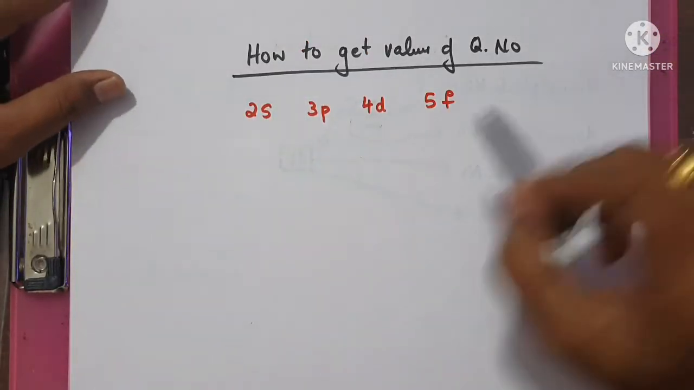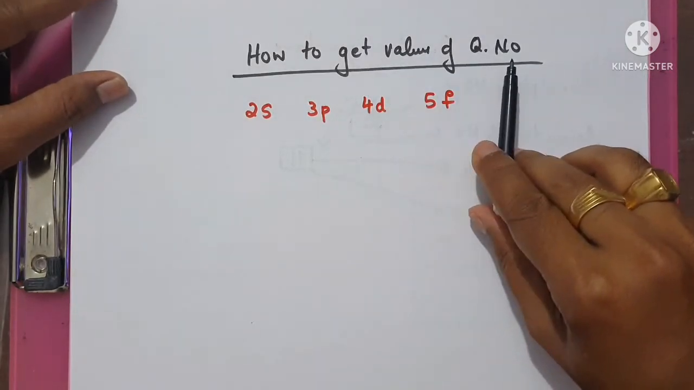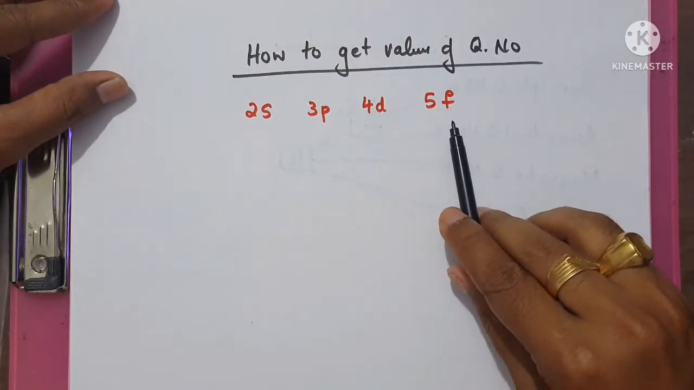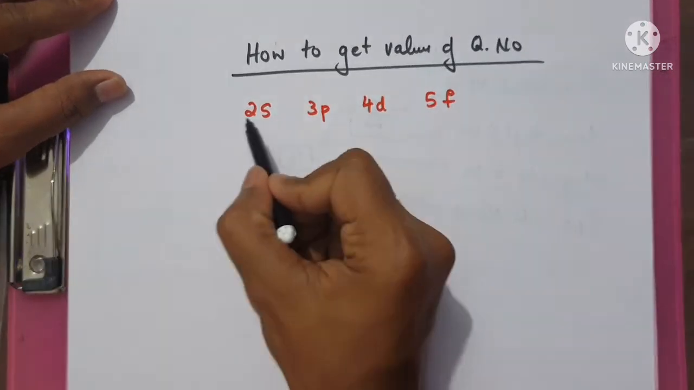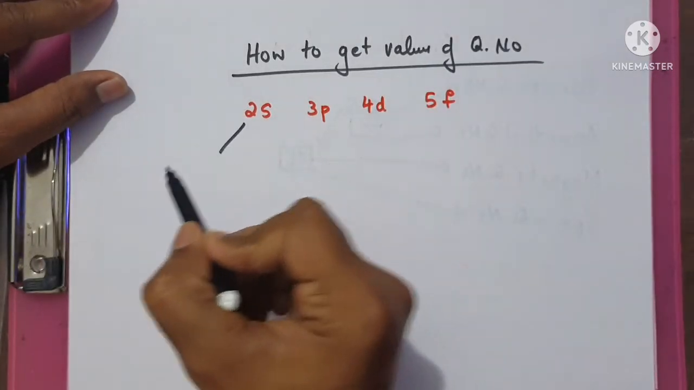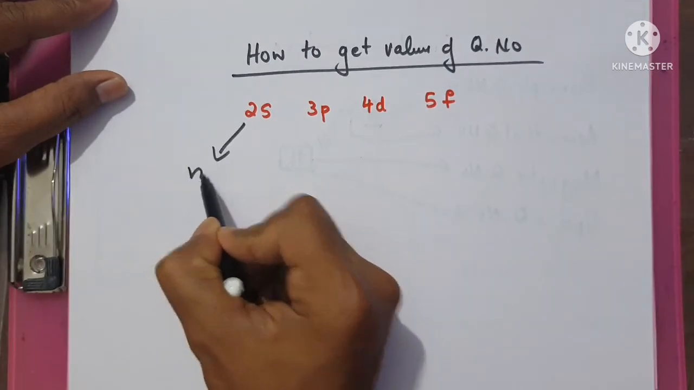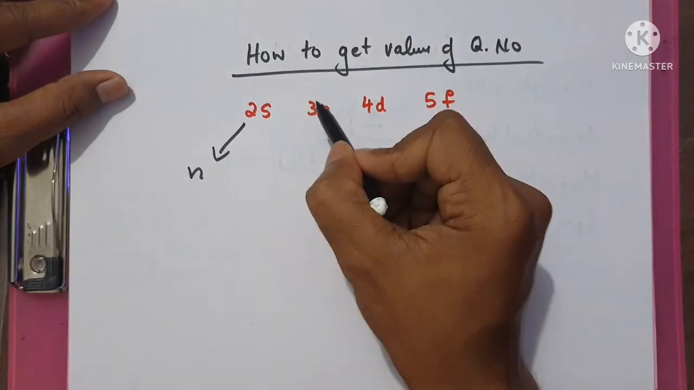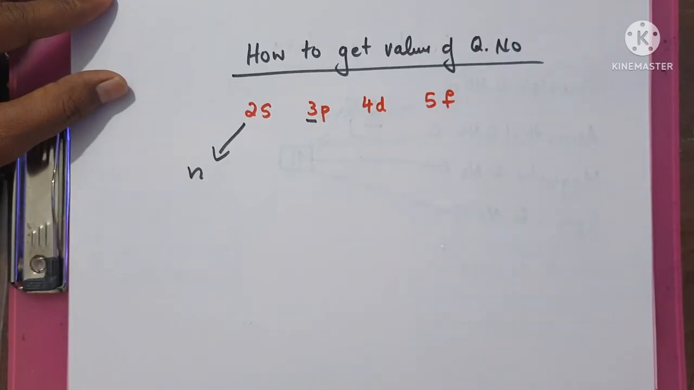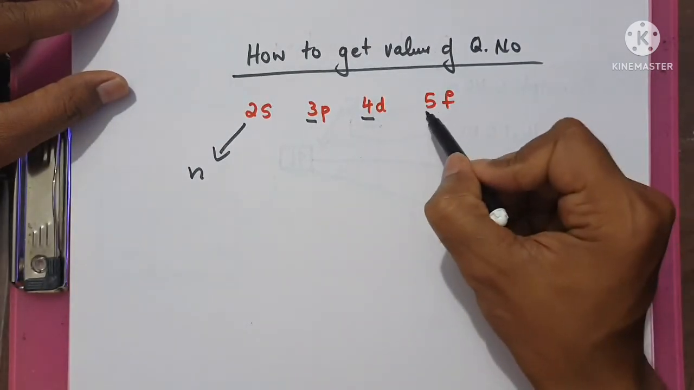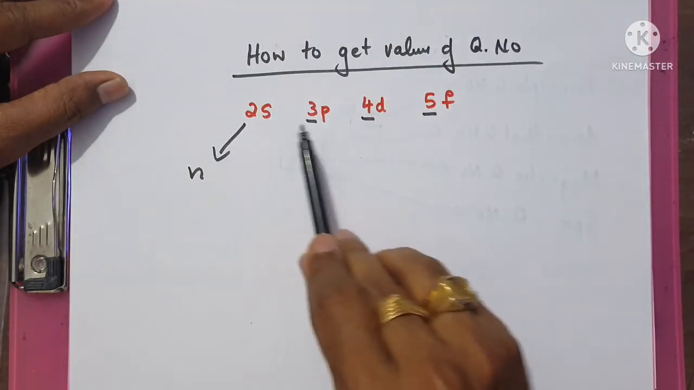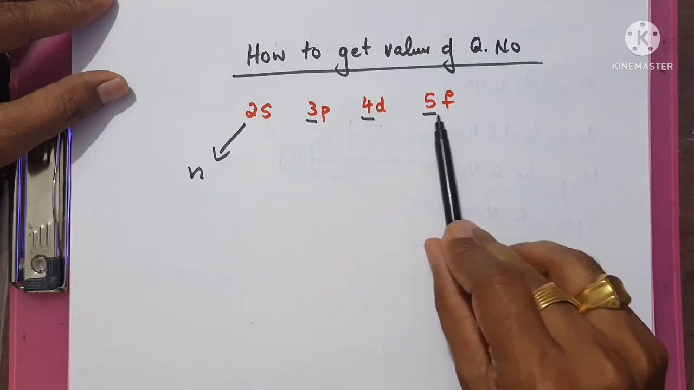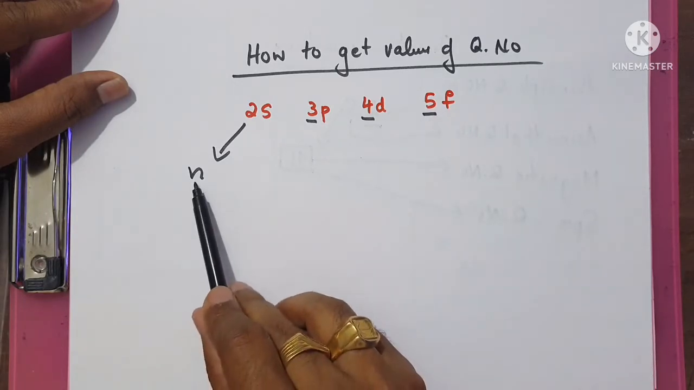Now let us learn how to get the values of quantum numbers of these examples given here. First one is 2s. I just told you that 2 will be the principal quantum number, which is represented as n. Here 3 is the principal quantum number. Here 4 is the principal quantum number. Here 5 is the principal quantum number. I hope now it is understood what the principal quantum number is, and it is represented by n.